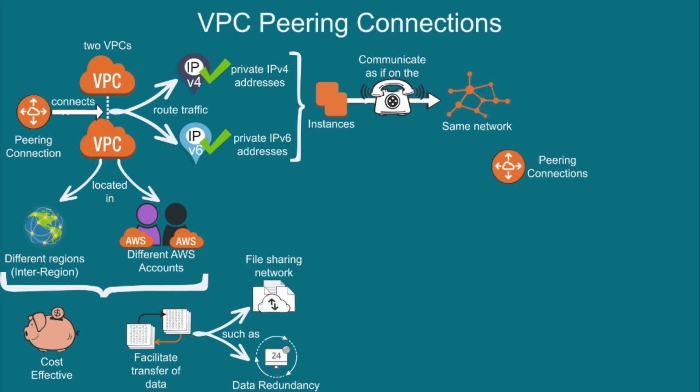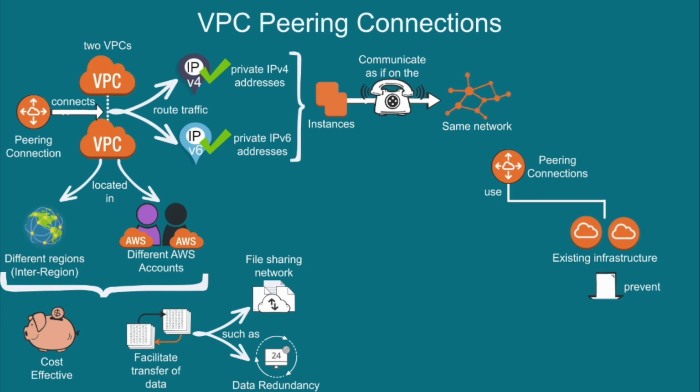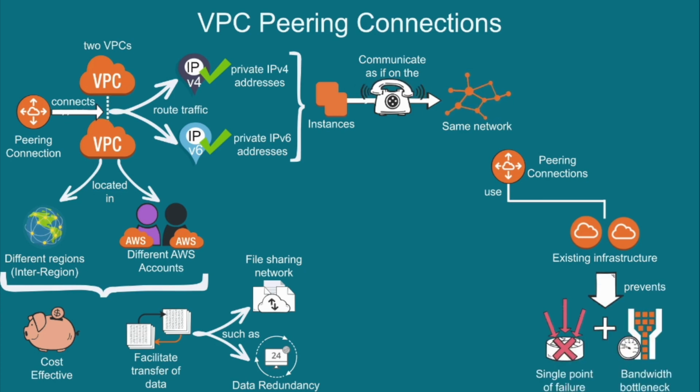When creating peering connections, AWS uses the existing infrastructure of a VPC. It is neither a gateway nor a VPN connection, and does not rely on a separate piece of physical hardware. As a result, peering connections prevent problems such as a single point of failure for communication, or bandwidth bottlenecks.